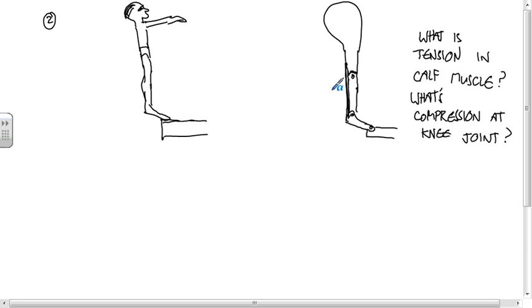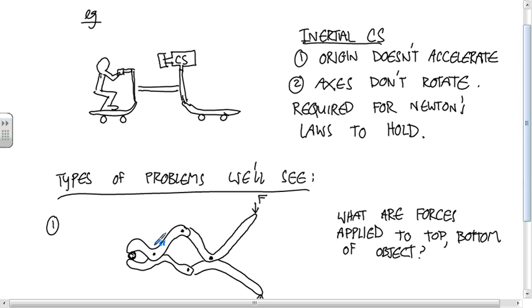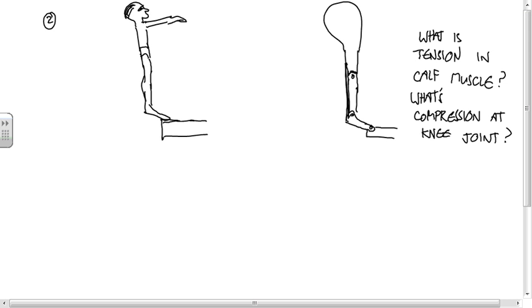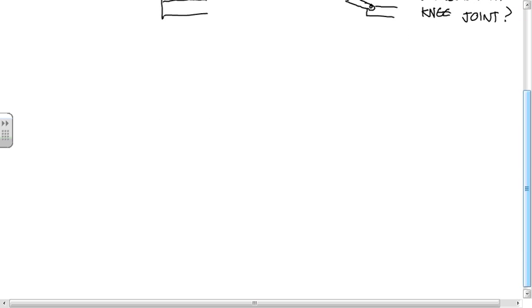Anyone have any questions about sort of the overall idea of statics? We're going to be using Newton's second law, and we're going to be mainly figuring out the forces at different points inside of structures connected by joints. All right. Well, let's go into a review of vector calculations.